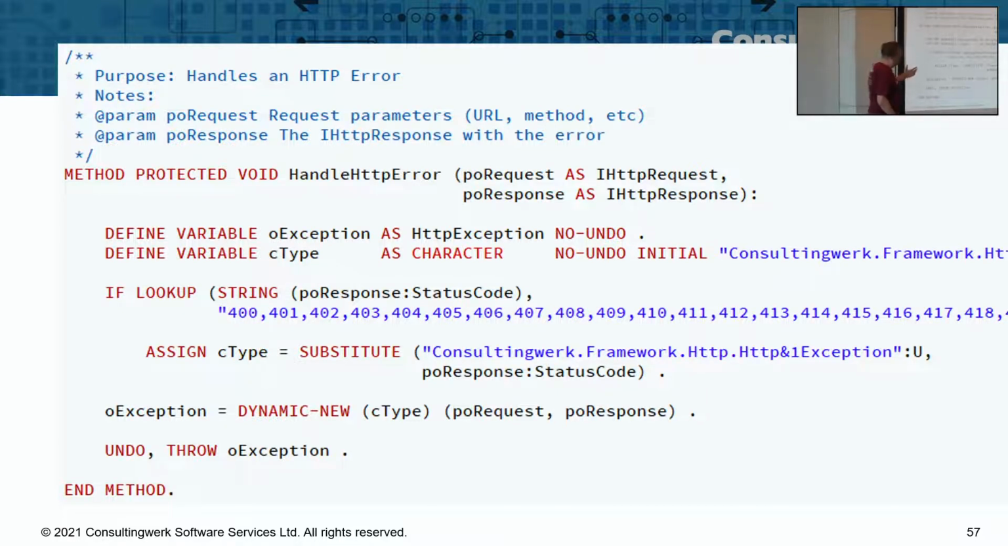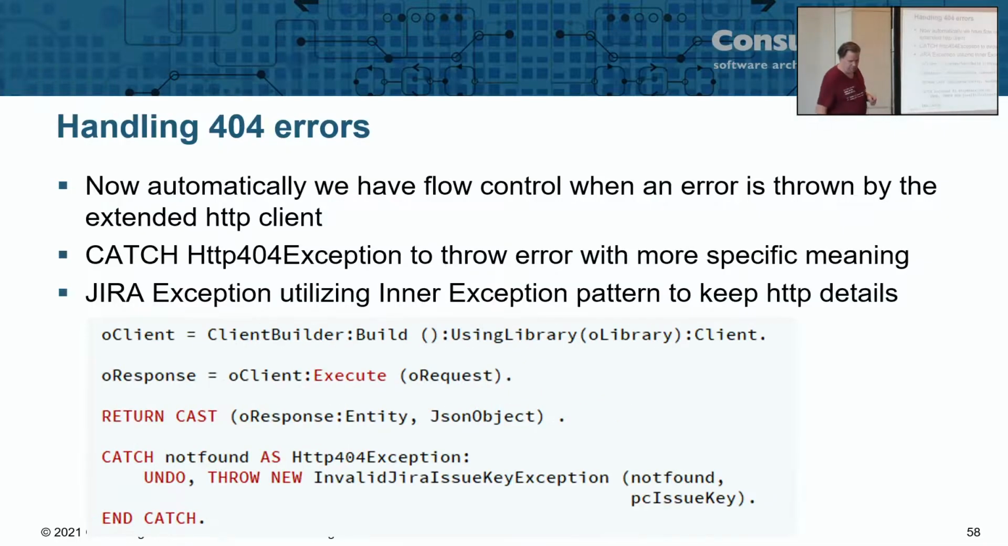And we have written actual Progress classes for each error. So I can have a catch block for an HTTP 404. And I'm using dynamic new. I could also have a big case block there and throw this error from there. And now I can have code when doing the HTTP call to catch the HTTP 404 exception. And that's quite convenient.